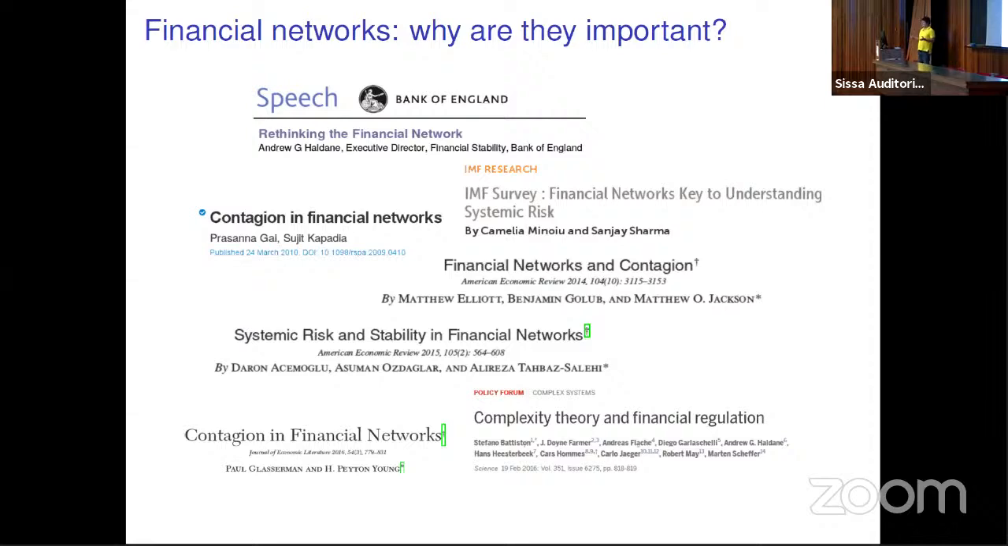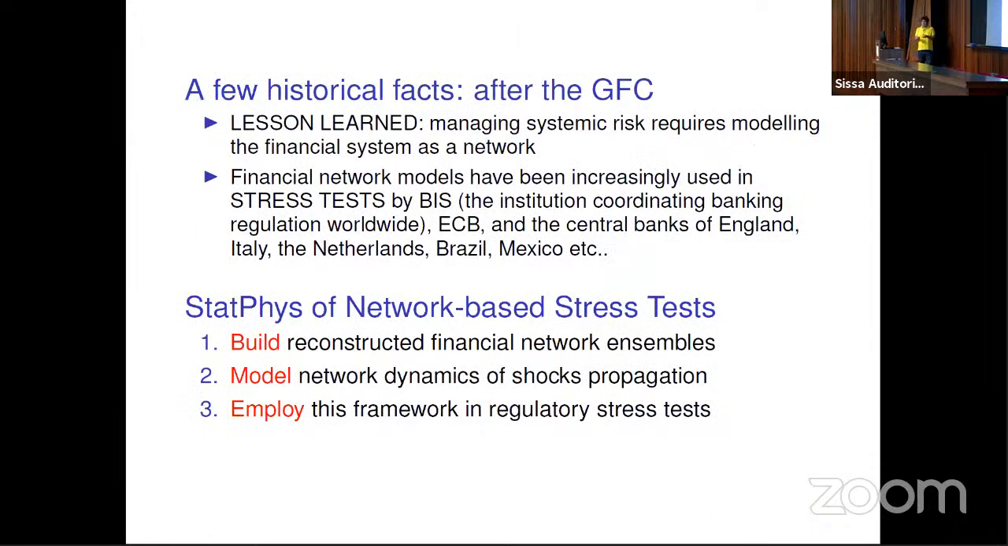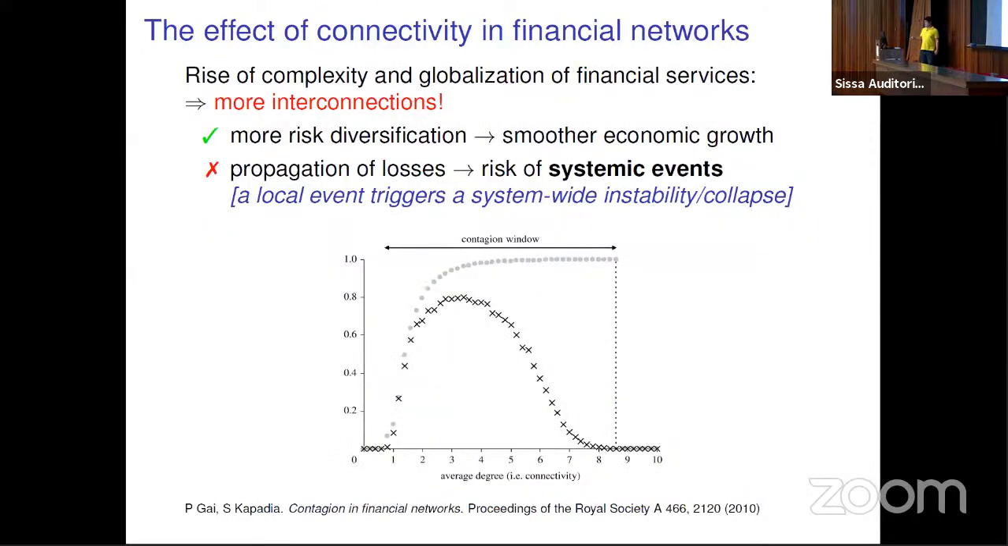And then we had the global financial crisis. This was the proof that instability at the local level could trigger a crisis at the entire systemic level. The lesson that we learned from the crisis was that it was mandatory to take into account this interaction to model crisis events. And then network-based stress tests are now used in different financial institutions.